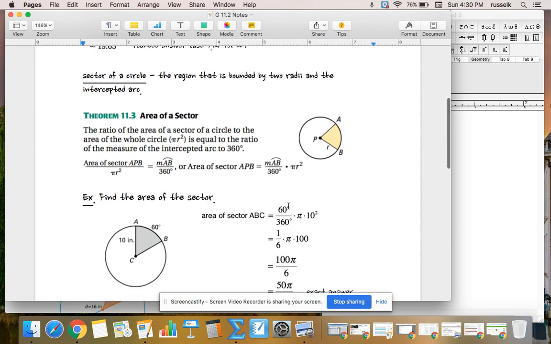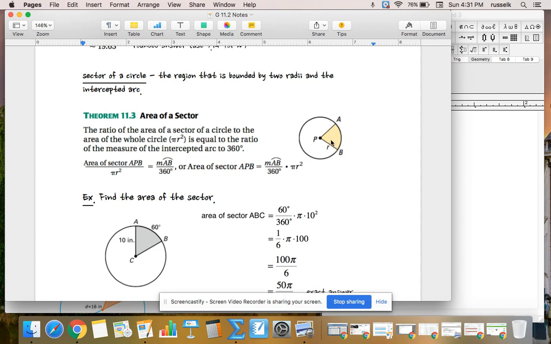A sector is part of the circle that's in between two radii and the arc that connects those two. So think of like a piece of pizza or a piece of pie. That would be a sector. So that's what we're finding the area of. Very similar to the last section where we looked at the proportion of the circle that the arc was taking up. Now we're going to look at the proportion of the circle that the sector is taking up.